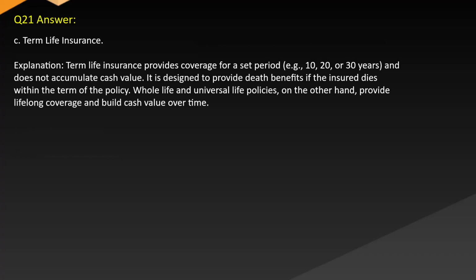Answer C. Term life insurance. Explanation: term life insurance provides coverage for a set period, e.g. 10, 20, or 30 years, and does not accumulate cash value. It is designed to provide death benefits if the insured dies within the term of the policy. Whole life and universal life policies, on the other hand, provide lifelong coverage and build cash value over time.